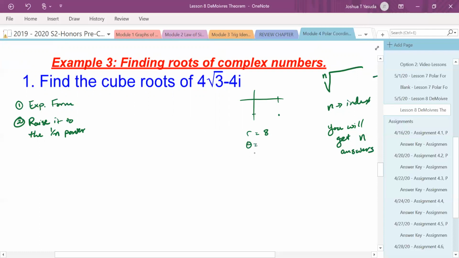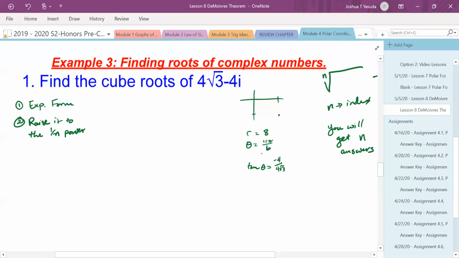Theta, okay, so tangent of theta would equal -4 over 4 rad 3. What's that going to be? Negative rad 3 over 3? So tangent equaling that, it's going to have to be at 30 degrees or pi/6 scenario. So I'm going to say 11 pi over 6.